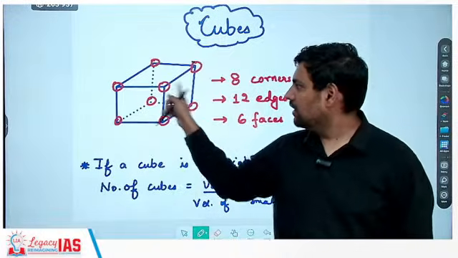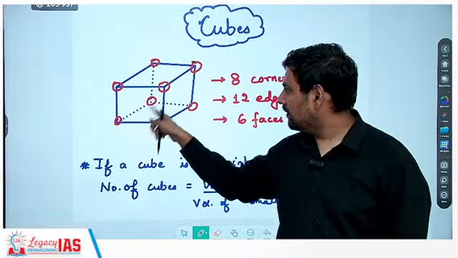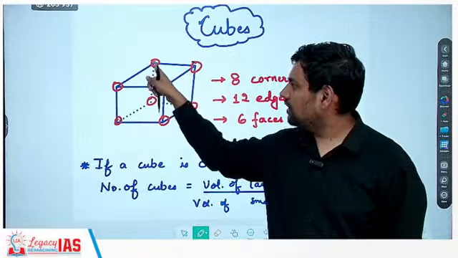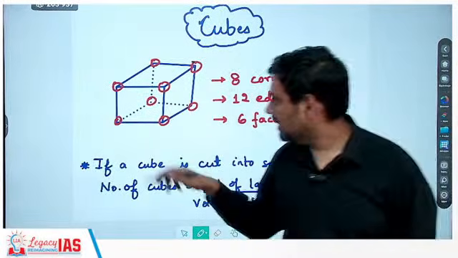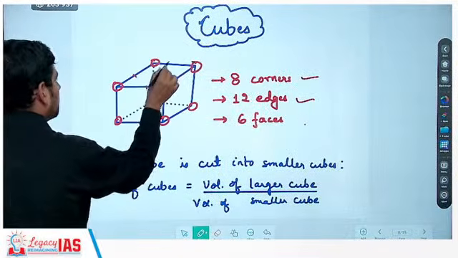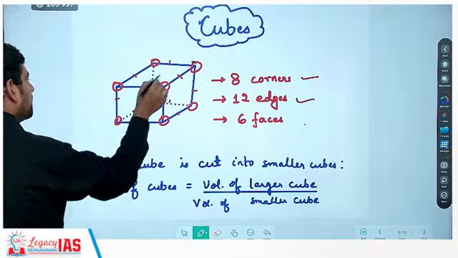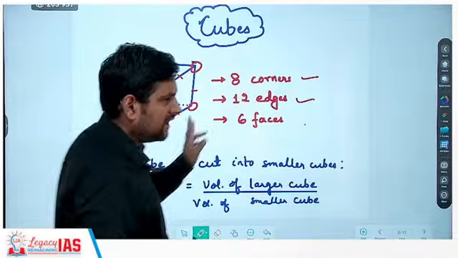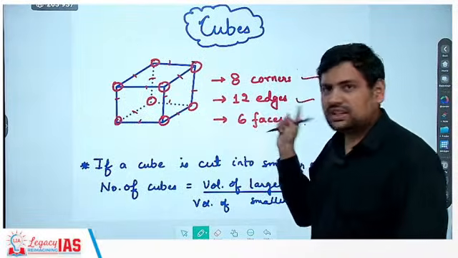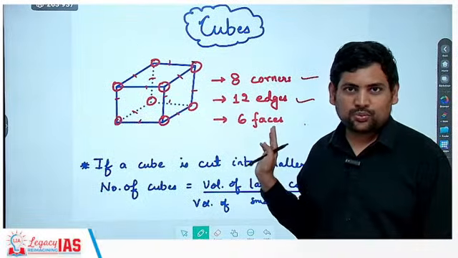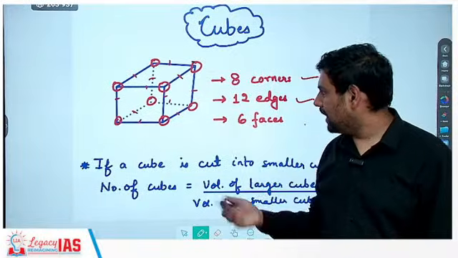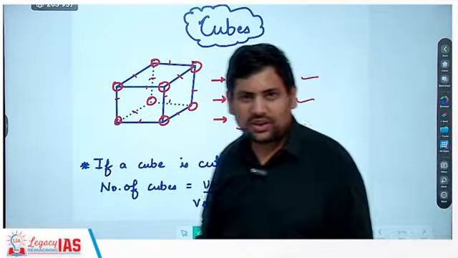How many can you see? 1, 2, 3, 4, then 5, 6, 7, 8, 9, 10, 11, 12. Correct? You can very clearly see 1, 2, 3, 4, 5, 6, 7, 8, and then 9, 10, 11, 12. So in total there are 12 edges. This we call edges in terms of cubes. Okay, these lines. Now the last is faces, that you have already understood.